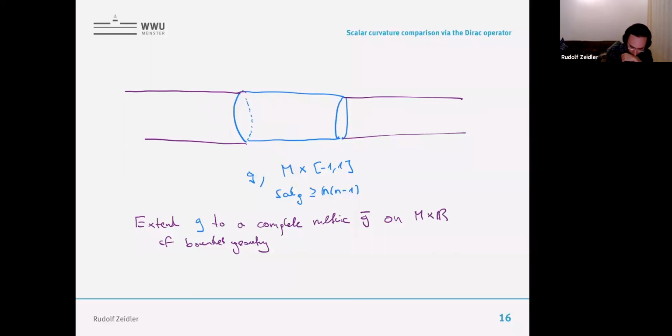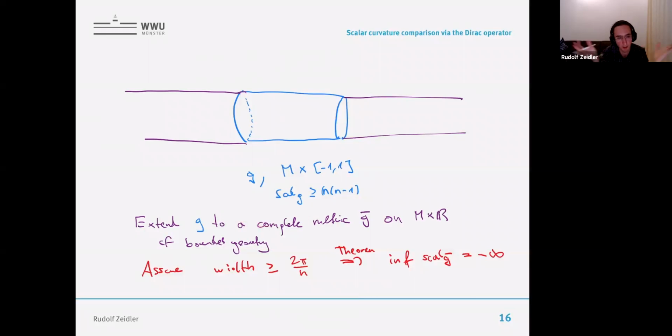But now if I assume that the width is larger than 2 pi over n, then from the theorem I could conclude that the infimum of the scalar curvature of G bar must be minus infinity. But now that's a contradiction to the assumption that I had bounded geometry.